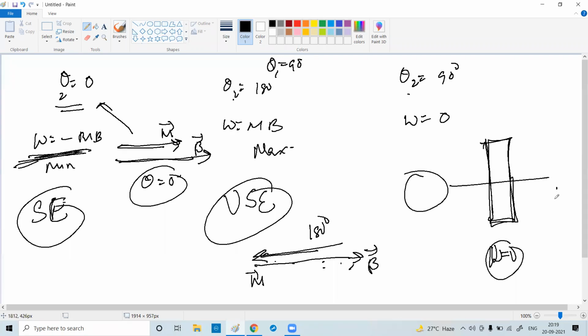But here the field is in this direction and the magnetic dipole is in this direction. What is the angle? 90 degrees. Clear? Is it clear? Yes, sir. Good.